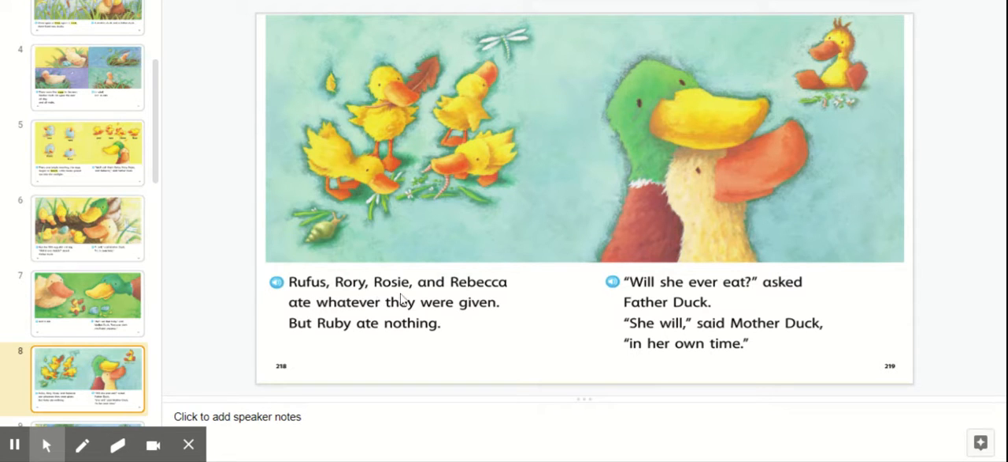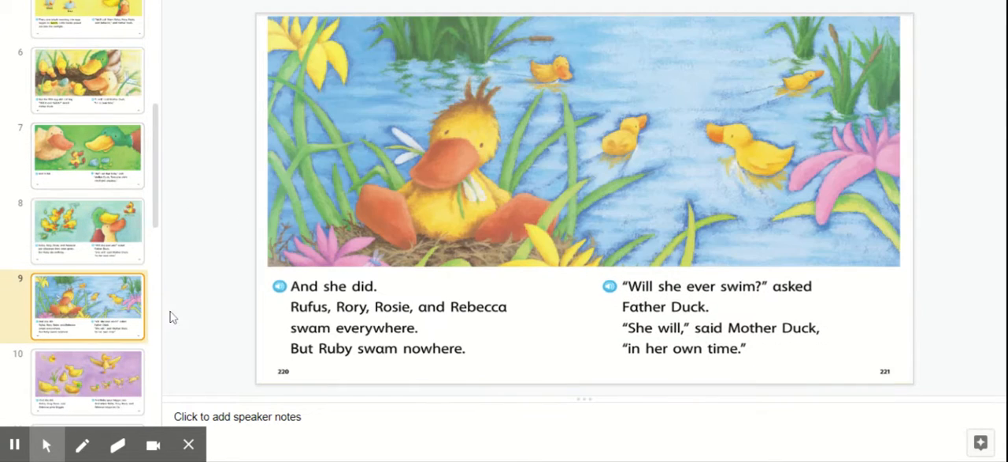Rufus, Rory, Rosie, and Rebecca ate whatever they were given, but Ruby ate nothing. Will she ever eat? Asked Father Duck. She will, said Mother Duck, in her own time. And she did. Rufus, Rory, Rosie, and Rebecca swam everywhere, but Ruby swam nowhere. Will she ever swim? Asked Father Duck. She will, said Mother Duck, in her own time.